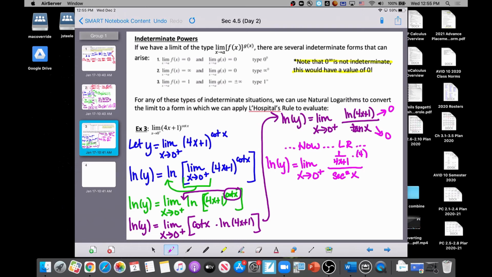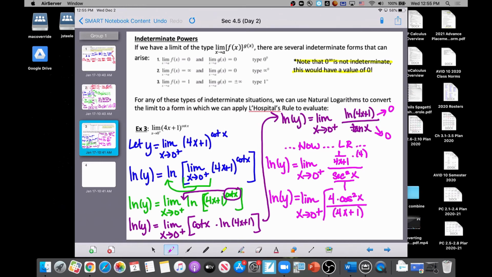And since I'm dividing by secant squared, dividing by secant squared is the same thing as multiplying by cosine squared. So I could simplify this complex fraction a bit by just saying that dividing by secant squared is the same as multiplying by cosine squared. So I still have natural log y is equal to the limit as x approaches 0 from the right of, I have the 4 times cosine squared x over 4x plus 1, right?